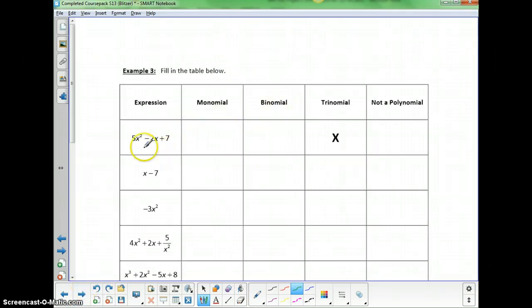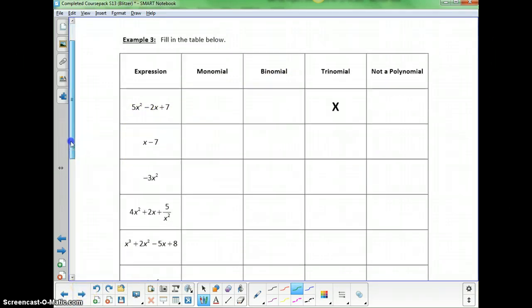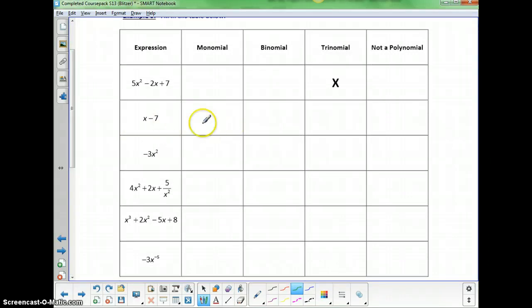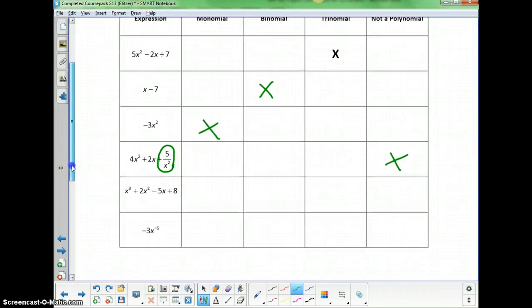Okay, the first one's already done for us, the trinomial. The second one is a binomial. There are 2 terms. The third one's a monomial, just 1 term. Now, the fourth one is actually going to be not a polynomial. And it's not a polynomial because we're not allowed to have any x's on the denominator. So that one's kind of a trick question. There's 3 terms, but it's not a polynomial at all because of that piece right there.